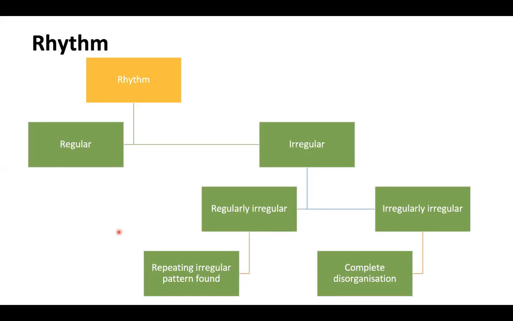If there's a pattern with the difference between the RR intervals, then you could find a regularly irregular rhythm. This is if a pattern can be found. And if there's just a haphazard organization and you can't actually find a pattern, then it's irregularly irregular and there's complete disorganization. And this can be in the case of atrial fibrillation or ventricular fibrillation.